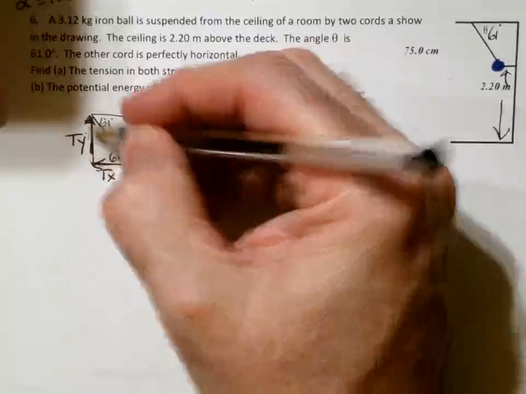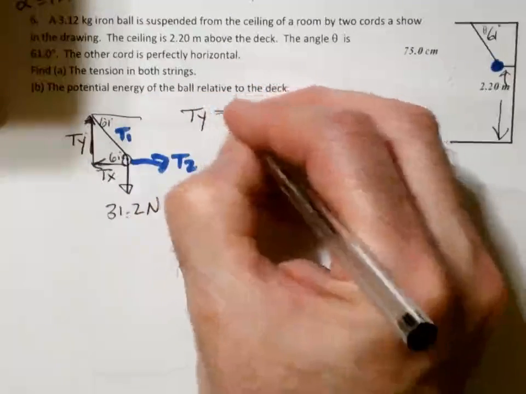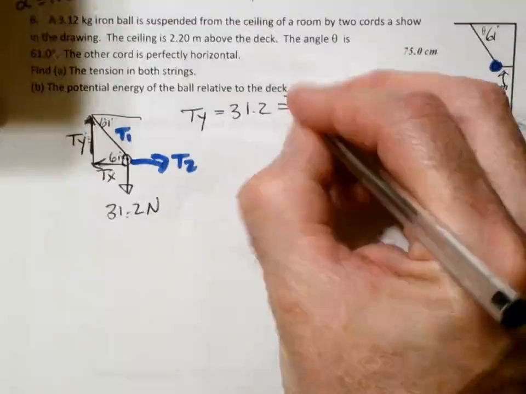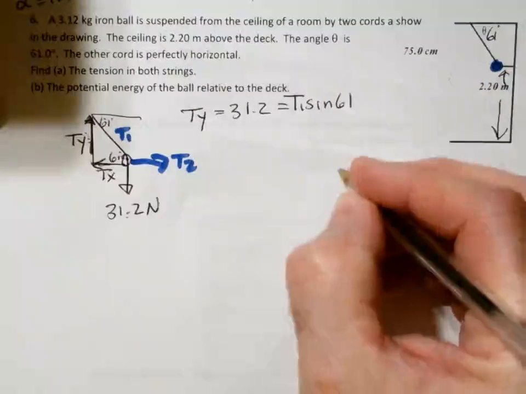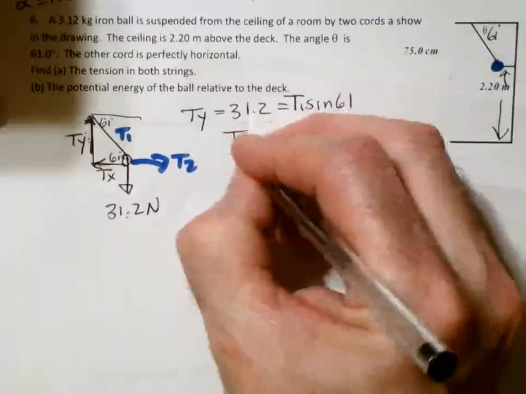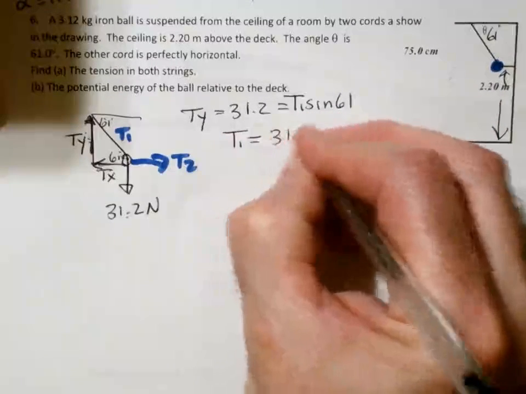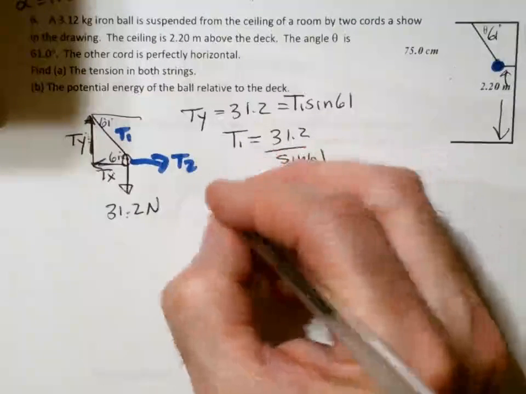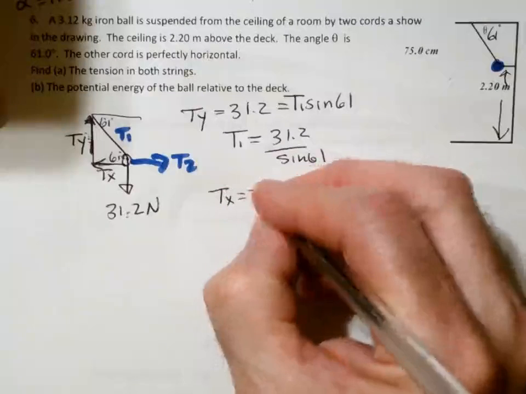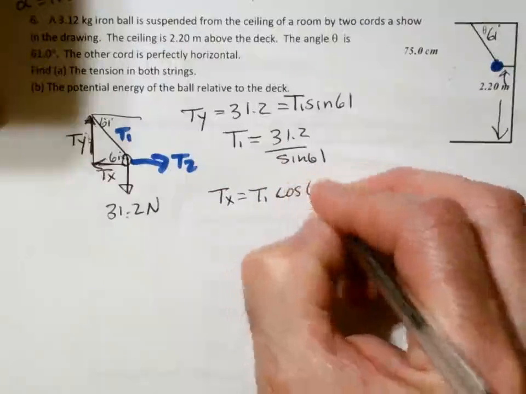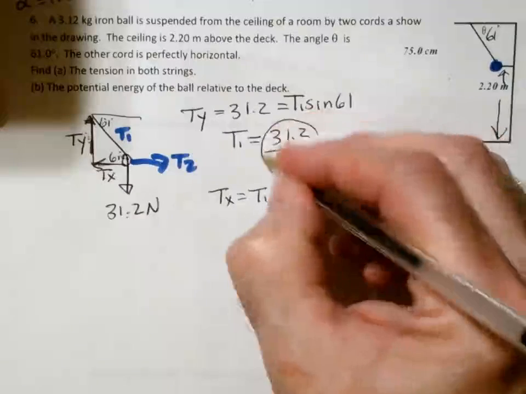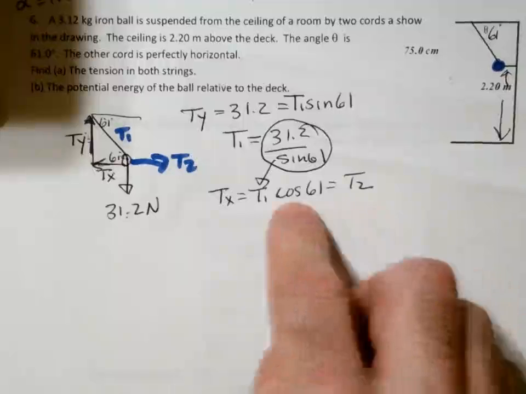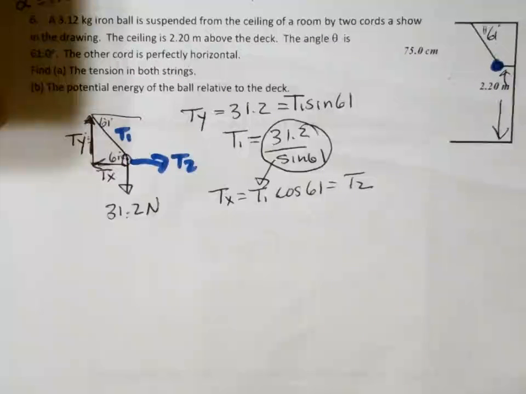It's the only, so Ty is equal to 31.2, and that's equal to the sine component. It's equal to T1 sine of 61. So T1, the angled one, is equal to 31.2 divided by the sine of 61. And Tx is equal to T1 times the cosine of 61, and that's equal to T2. So once you figure out this, you can put it here and multiply it by the cosine of 61 and get your answer for T2.